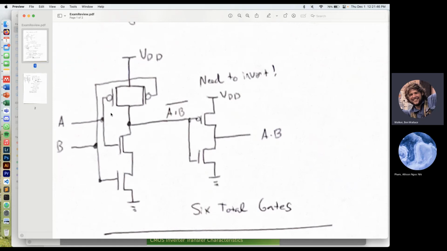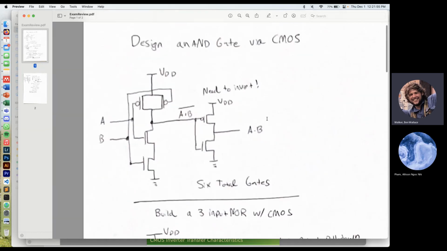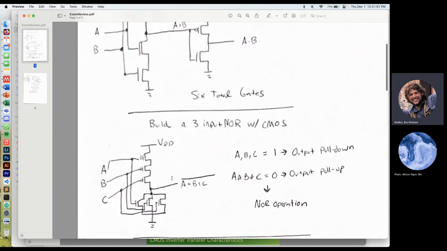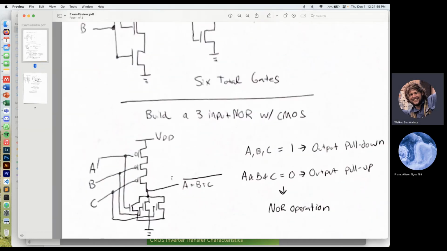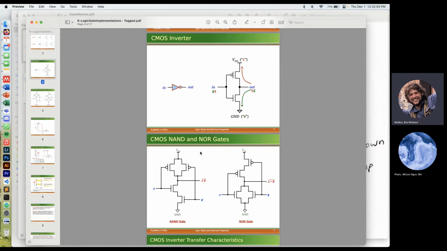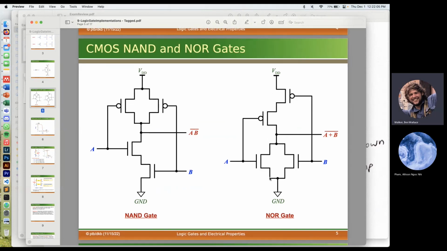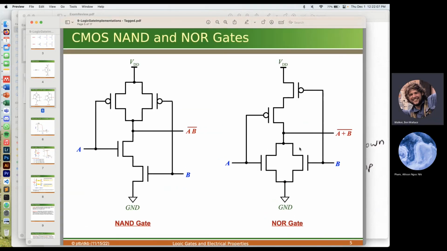The same exact thing is going to happen for OR, where the top and the bottom are switched, and that's going to compute the NOR signal, which will be inverted for the output. And finally, what if we wanted to build a 3-input NOR? So here's the NOR gate. It's all about pull up and pull down logic.